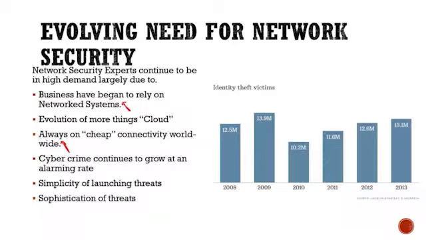So cybercrime continues to grow at an alarming rate. This is the identity theft victims, right, in the last few years. You can see there was a decrease in 2010, but everything's continued to rise since then. 2014 was no exception. And simplicity of launching threats, you know, it no longer takes a genius from MIT to launch a pretty effective attack on somebody's infrastructure, okay?